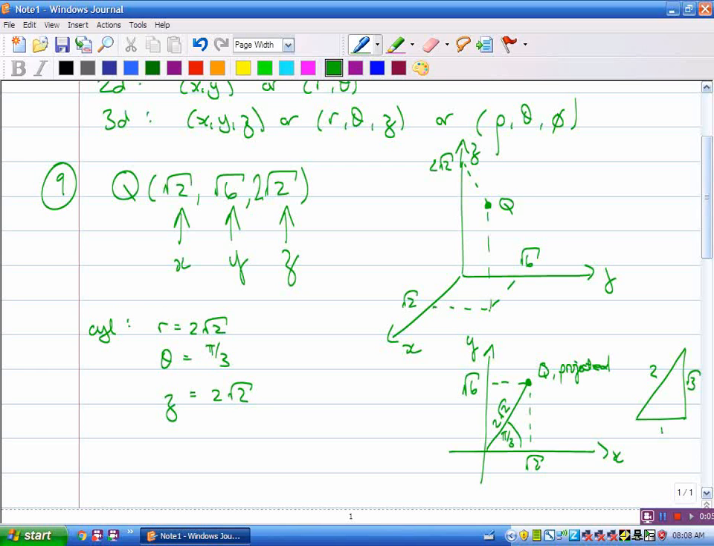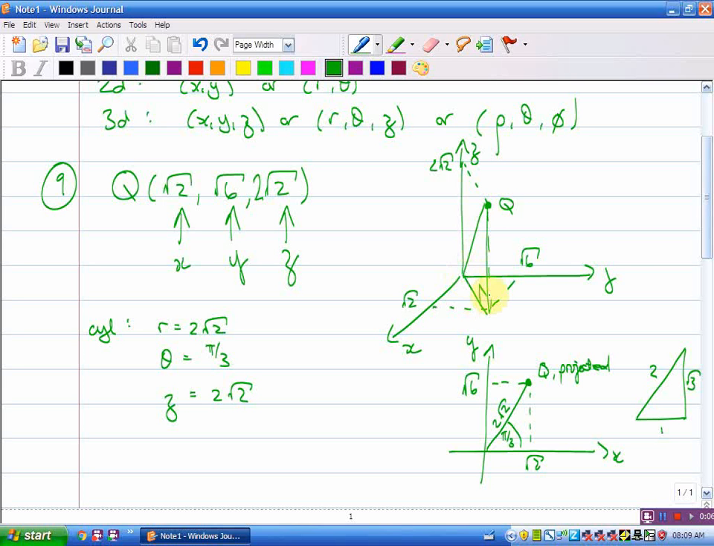Okay, so now let's do spherical. For spherical, my rho is the length of the line that goes from the origin to the point. The way I'm going to work that out is I'm going to look at this triangle that I've just drawn in.